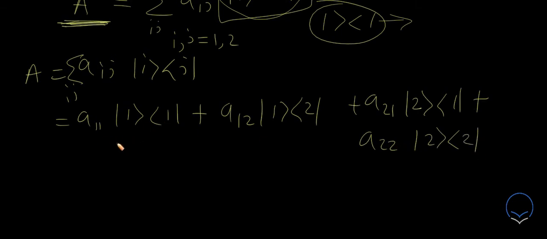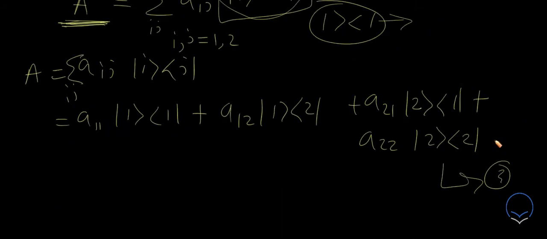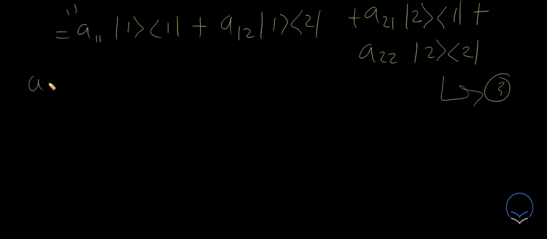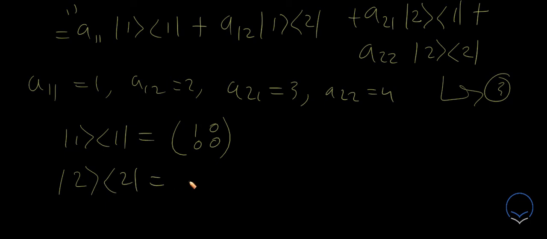And now let's say this is my equation 1, and I want to denote this equation as equation 2. If we compare equation 1 and 2, we can see that a11 will be 1, a12 will be 2, a21 will be 3, and a22 is just 4. And this ket and bra 1, that is this guy, will be equal to 1, 0, 0, 0. And let's take 2, 2, it will be 0, 0, 0, 1, and so on.